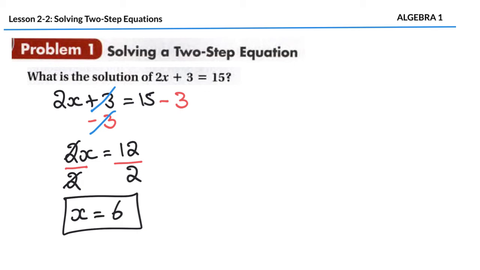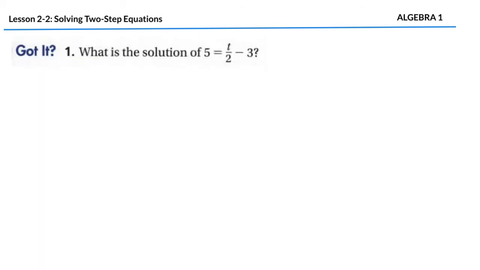Now let me check whether you have got it or not. What is the solution of 5 is equal to t over 2, that is t divided by 2, minus 3? Can you give a try? You can hit the pause button, work it out on your own, and then click the play button to see whether you have landed up with the right way of solving this equation. Great, you must have done it. Let's check your work now.